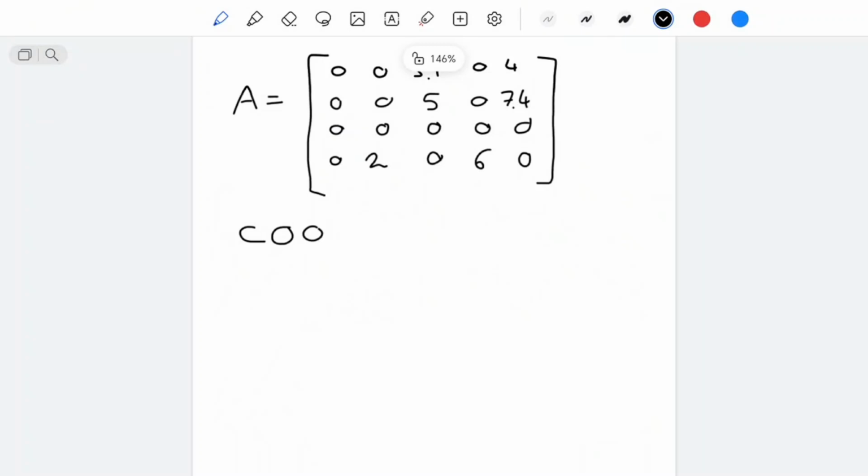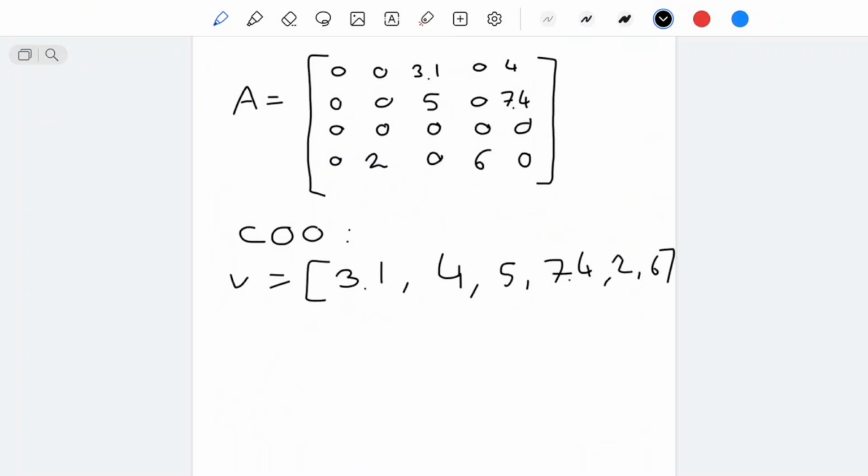It works like this. I mean, it's very easy to understand. You just store a vector of values that I can call V, and this contains the non-zero values, namely 3.1, 4, 5, 7.4, 2, and 6.